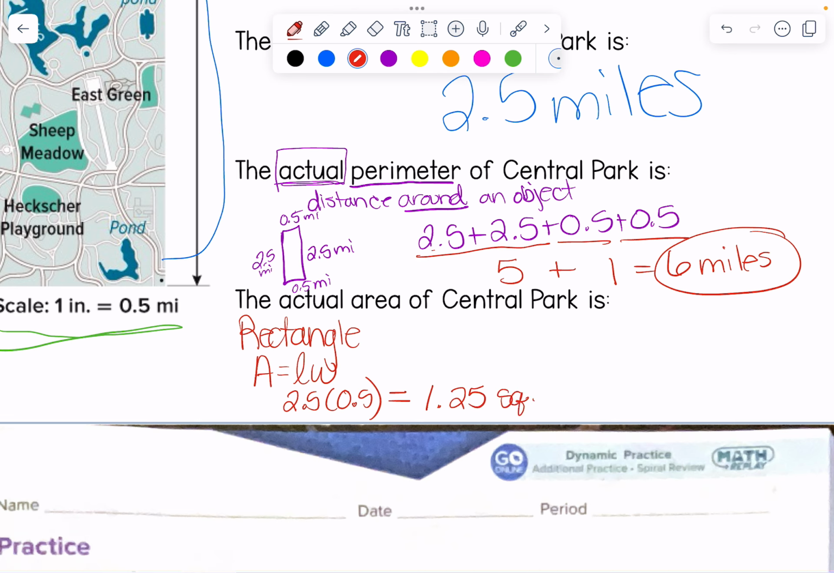square miles, or miles squared is another way to write that. Sometimes you'll see it written like that. So the actual area of Central Park is 1.25 square miles.